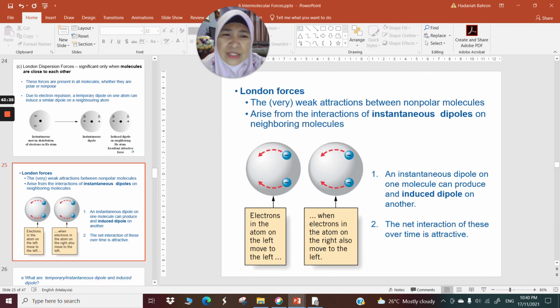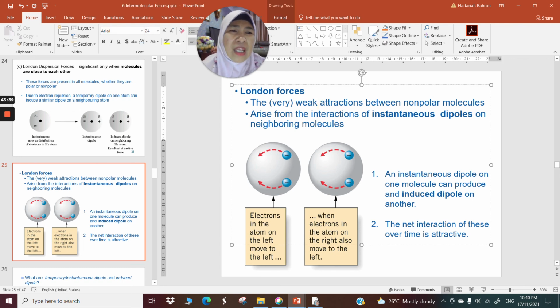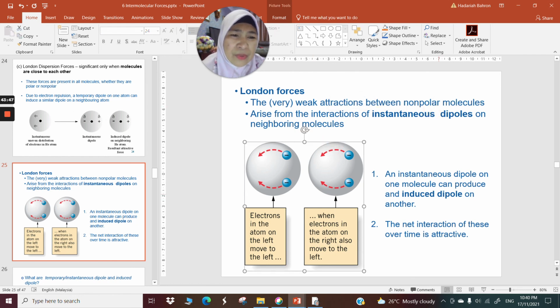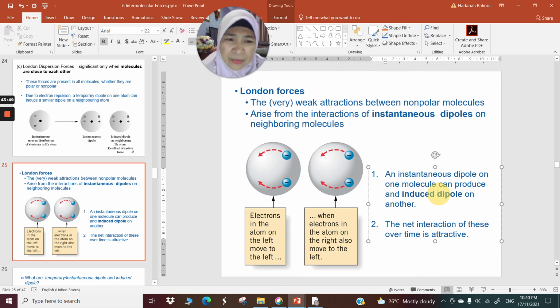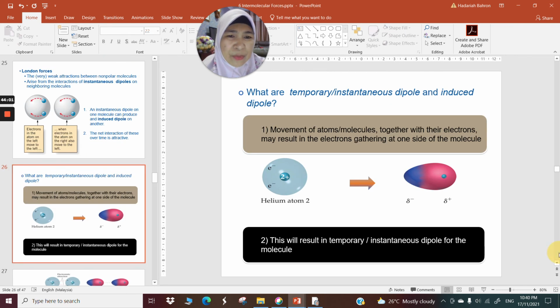The London forces or the London dispersion forces are a very, very weak attraction between non-polar molecules, arising from the interaction of an instantaneous dipole with the neighboring molecule that has an induced dipole, and the net interaction of this is attractive. So you have the London forces to be quite weak, yeah?